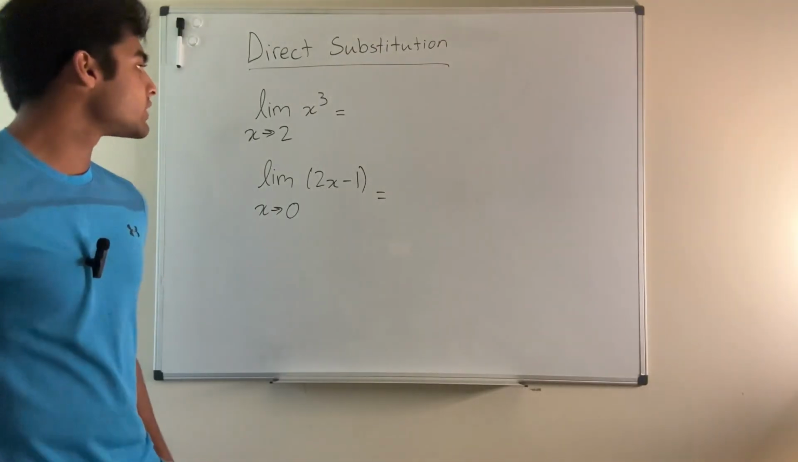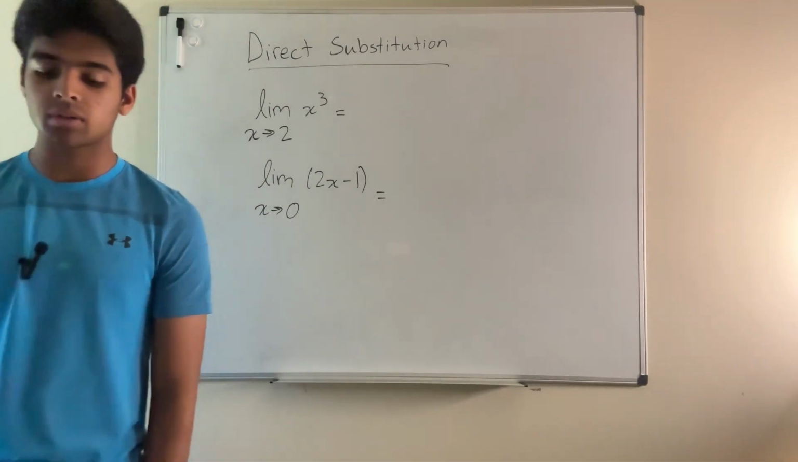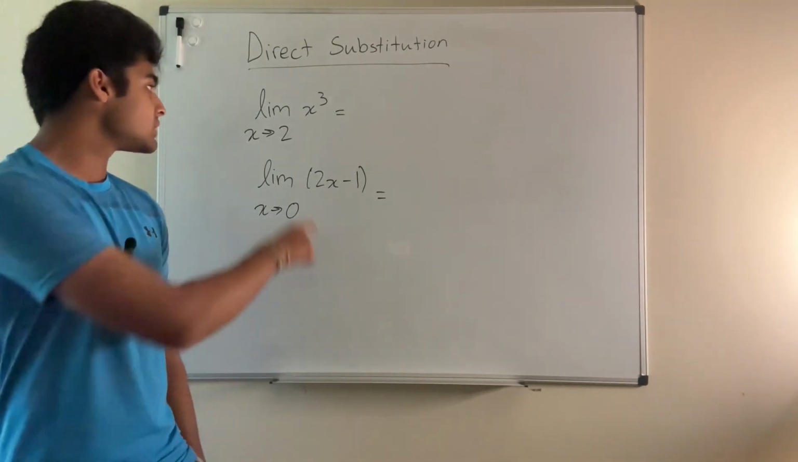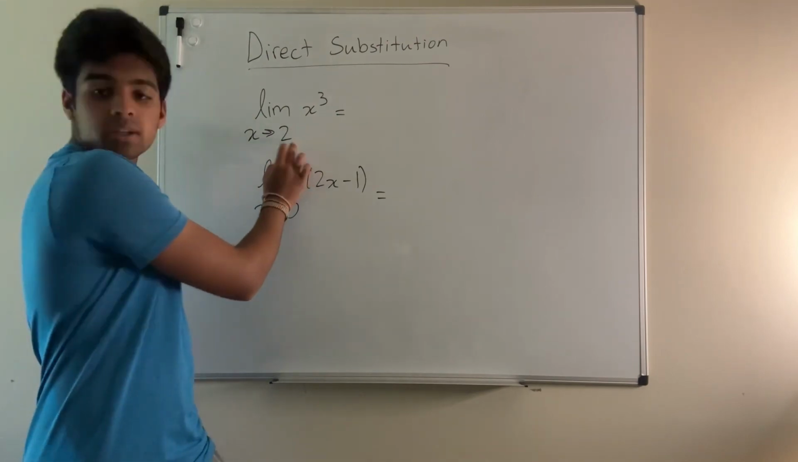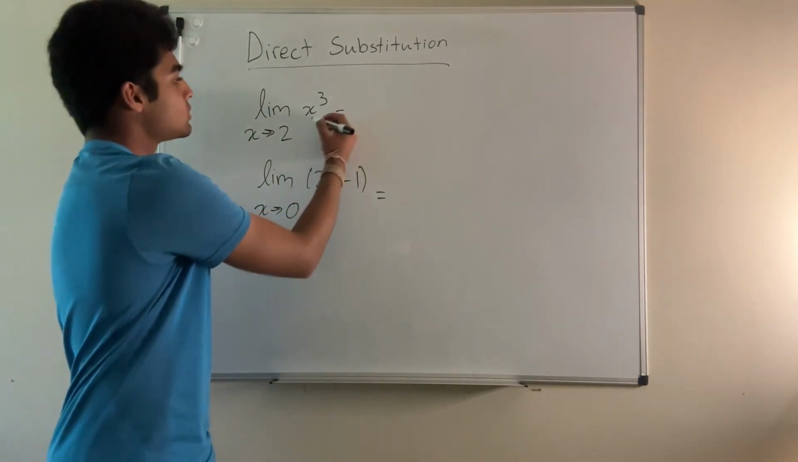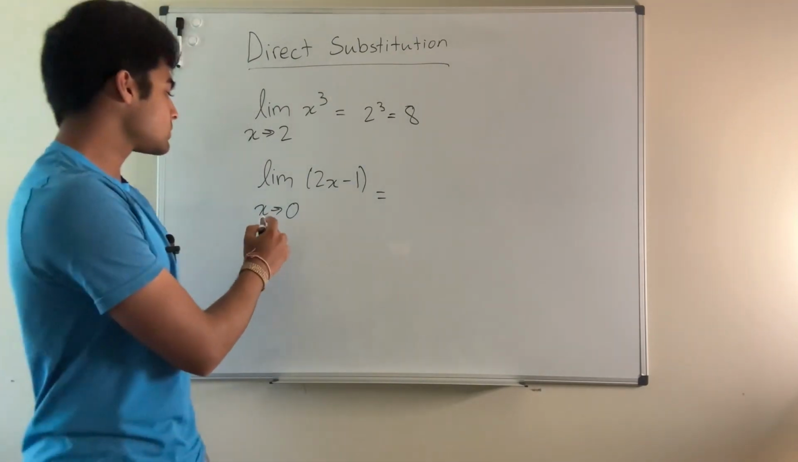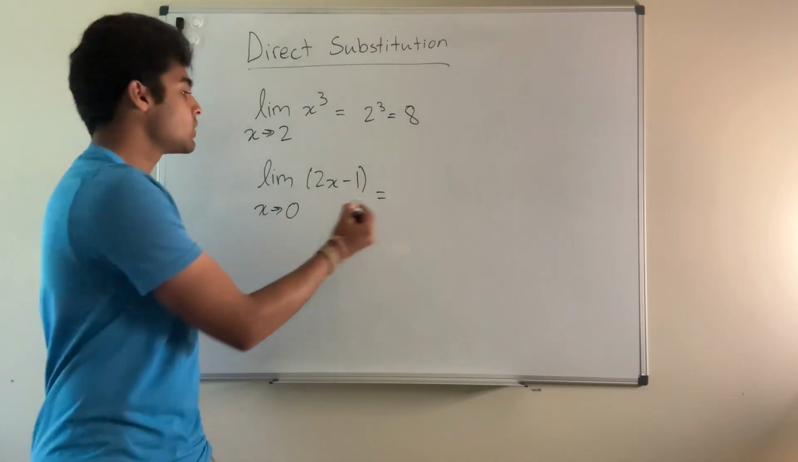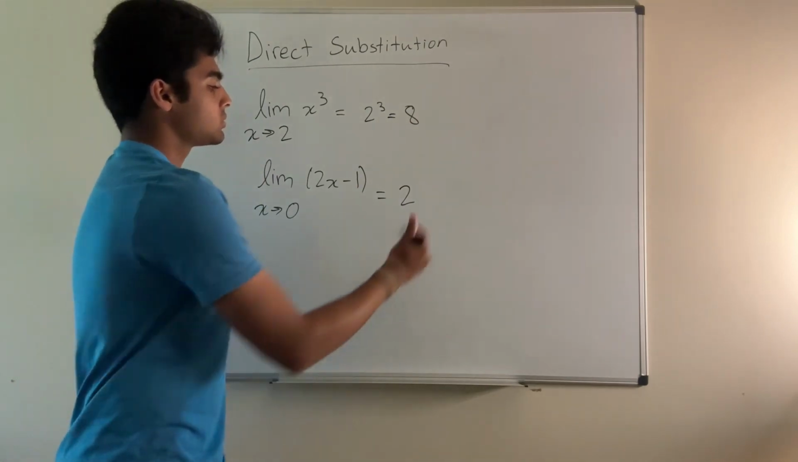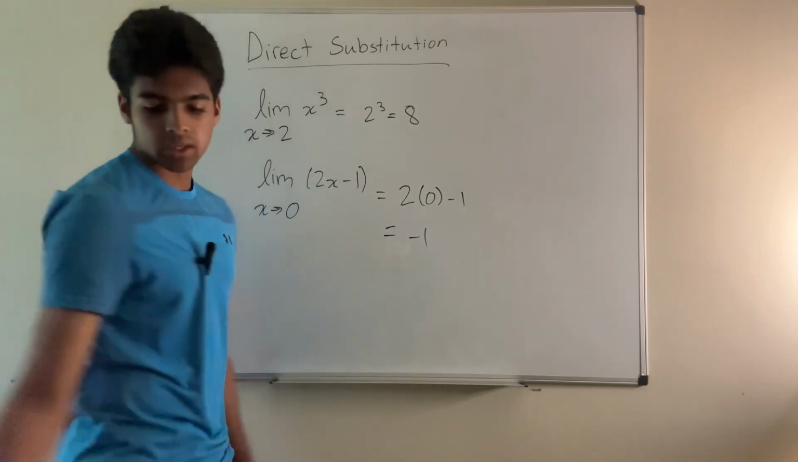So we have these two examples over here. We have the limit as x approaches 2 of x cubed and the limit as x approaches 0 of 2x minus 1. Now these are two cases where we can just directly substitute. And direct substitute basically means that as x approaches 2, we can just plug in this value of 2 into the function. So if we plug in 2 for x, we get 2 cubed or 8. Now for the second one, if we just plug in 0, because that's what x is approaching, we can do 2 times 0, and then minus 1, which equals 0 minus 1, which would be negative 1.